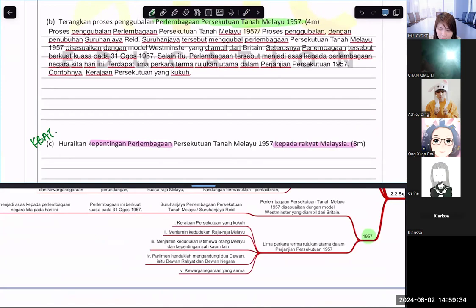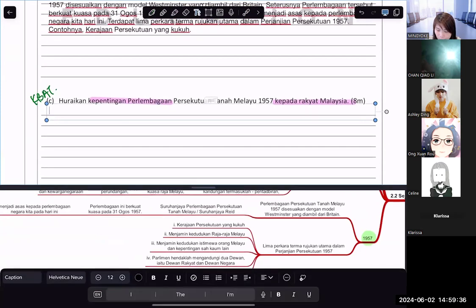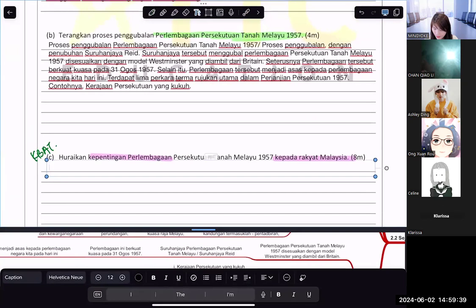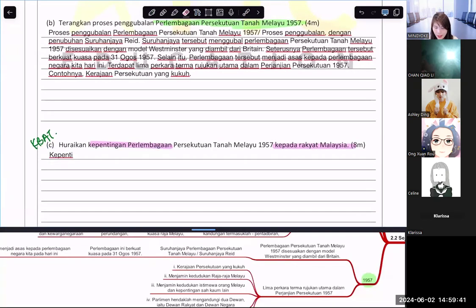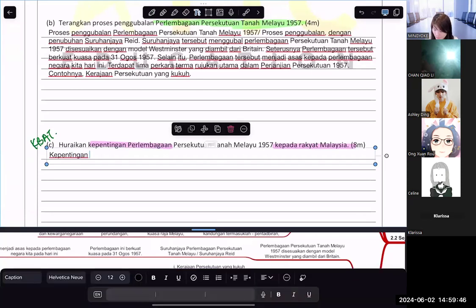So then you can start with the first one. Put it down. Kepentingan perlembagaan. If they need kepala soalan, then you need to write kepala soalan. Persekutuan Tanah Melayu 1957 kepada rakyat Malaysia.